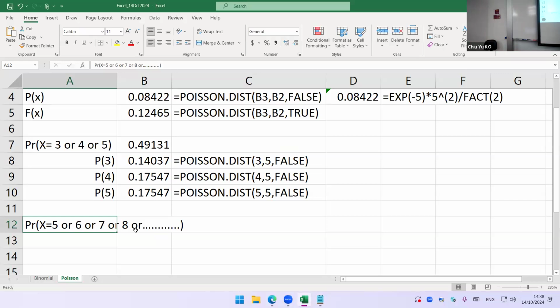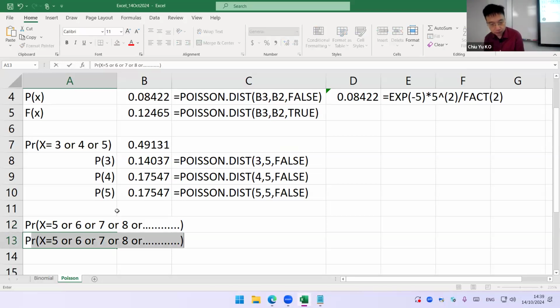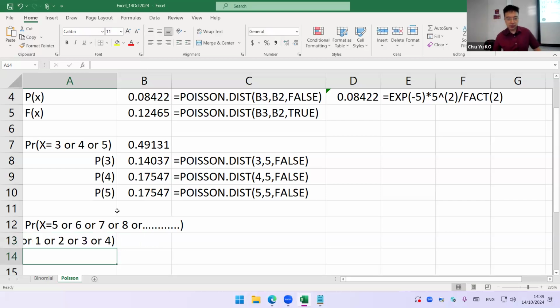Okay, how can you do the calculation? How to do that is we will invoke what we call the complement rule. Of course, you can add 5, 6, 7, 8 up to infinity, but no one has time to go to infinity, right? But we do notice that we can consider a case where the probability X equals 0 or 1 or 2 or 3 or 4. Okay, this is what we know, right?